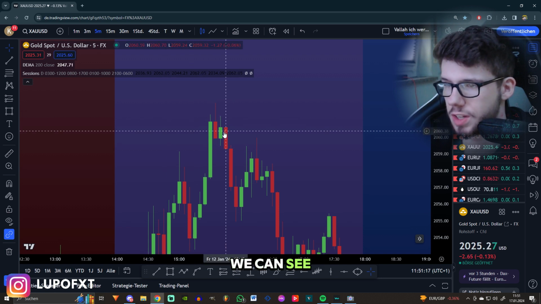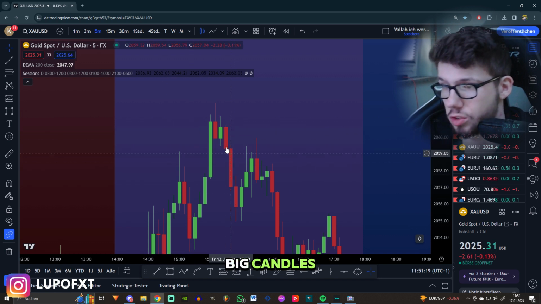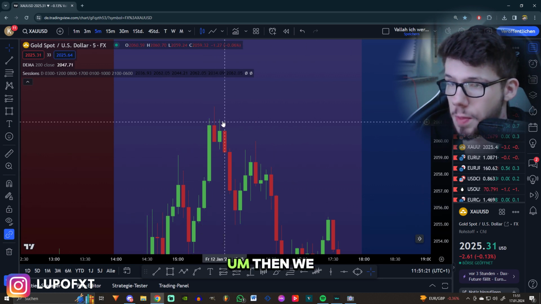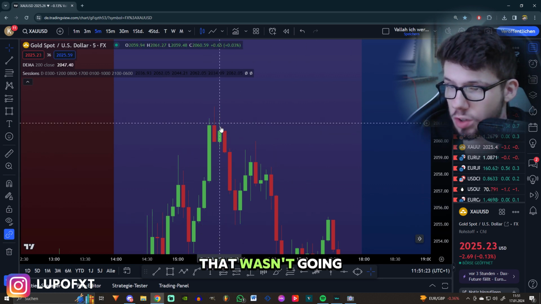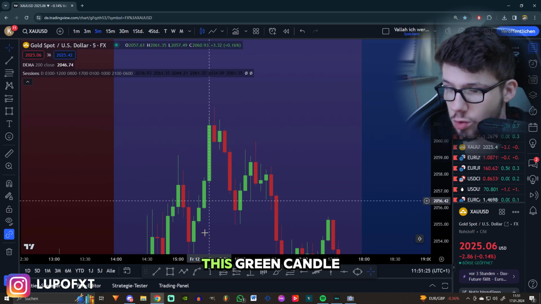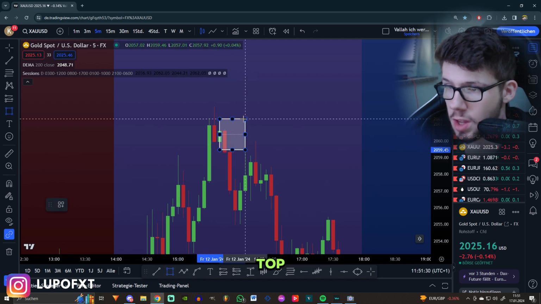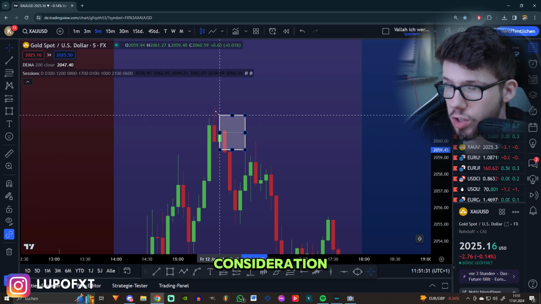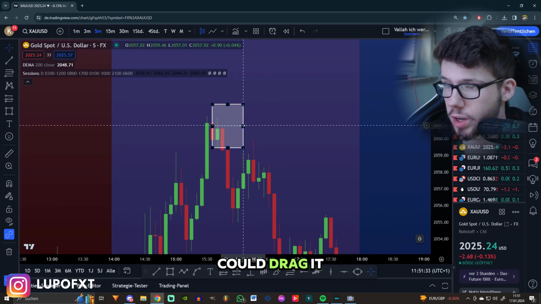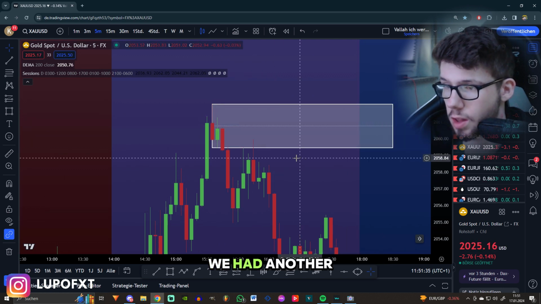Pretty simply, we can see these 3 red big candles just shooting down like crazy. Then we would be looking at the last candle that wasn't going in that direction, in that case this green candle here, and we would be marking it up from the very bottom to the very top. We could also take this high into consideration just to be safe, and then we could drag it all the way to the right, and we can see we had another touch here.